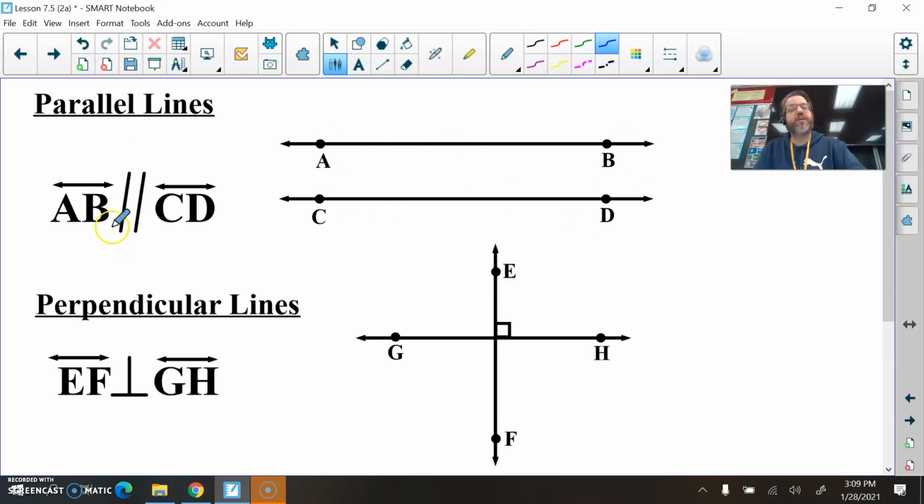Here's the symbol for parallel lines. You just draw a couple of parallel lines here at an angle. Okay? Perpendicular lines intersect and they form 90-degree angles. Here's the symbol for perpendicular lines. It looks like an upside down capital T. Imagine this segment and this segment are intersecting here and it's forming these right angles. So parallel lines, we use this symbol to show that they are parallel. Perpendicular lines, we use this symbol to show they are perpendicular.